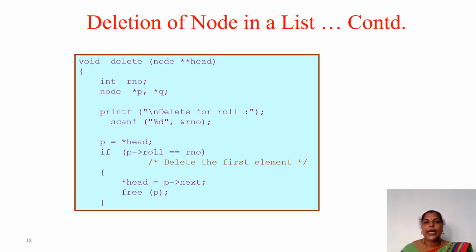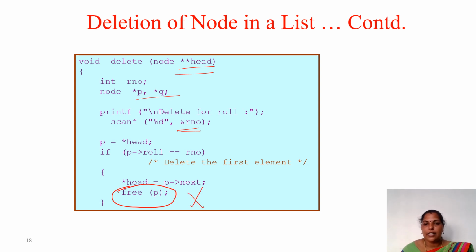Here you see void delete node star star head. Here also the pointer to pointer concept. Here we are declaring the needed variables, roll number of type int, then P and Q for the node, and the roll number we are going to delete, we have to ask from the user. So scanf percentage d the roll number. Then the head is assigned to P, and if P point to roll equal to roll number, then this is deleting the element in the front, that is deleting the first element. So P points to next is assigned to the head and we are just freeing P.